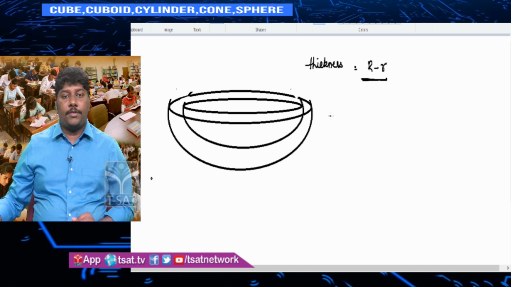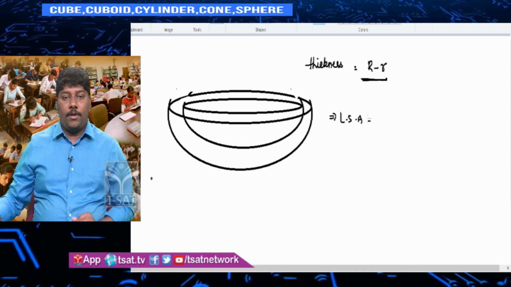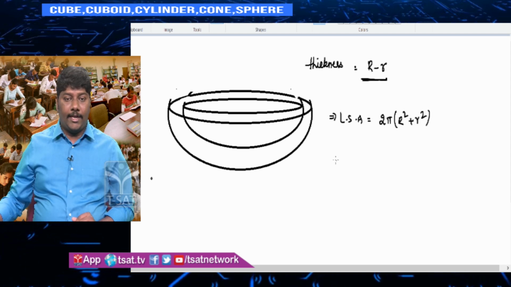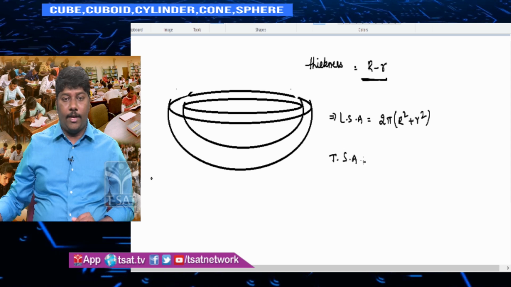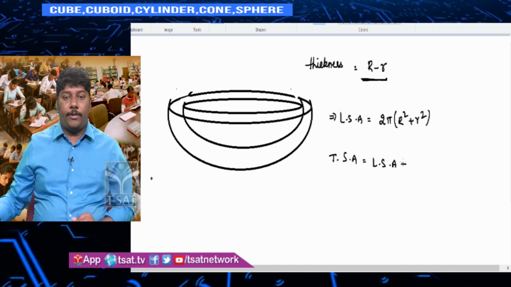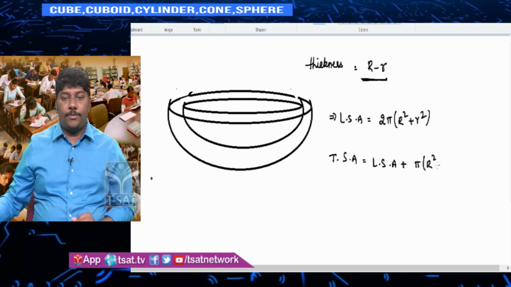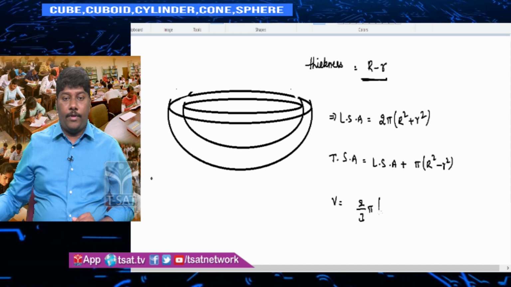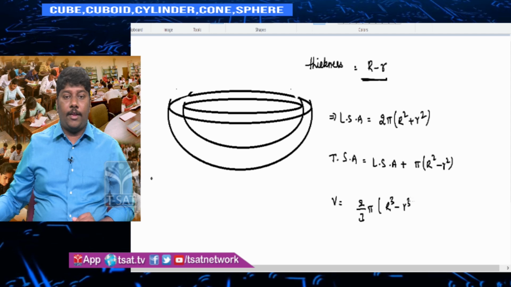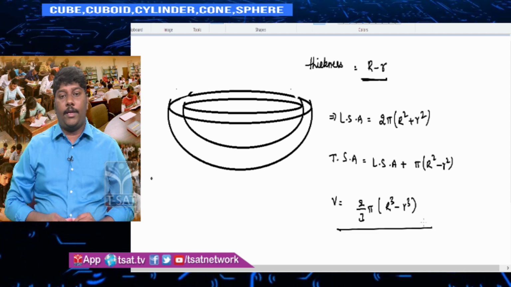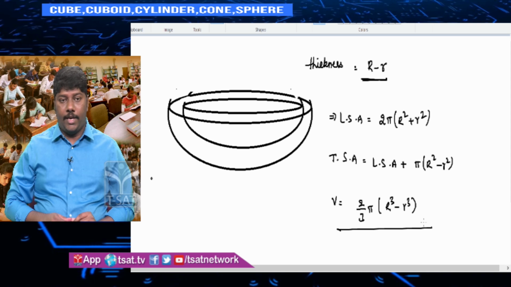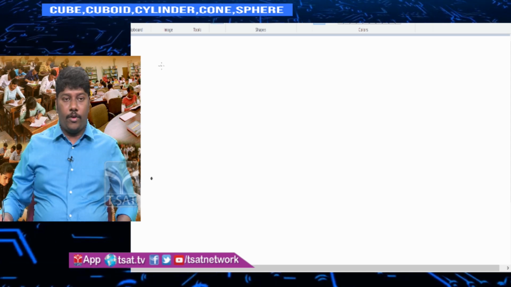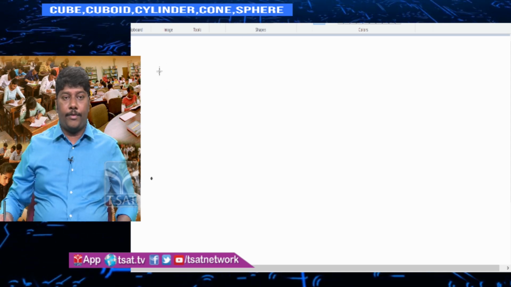What is very important in this? Lateral surface area. It is 2 pi into capital R square plus small r square. Both the lateral surface areas you add. Total surface area. Along with the lateral surface area, you will have one ring, that is pi into capital R square minus small r square. When it comes to volume, 2 by 3 pi, from the outer hemisphere you subtract the inner hemisphere volume. So 2 by 3 pi into capital R cube minus small r cube. So you will get the hollow hemisphere volume. Now look at what happens when a cone, I am taking the front view of the cone.